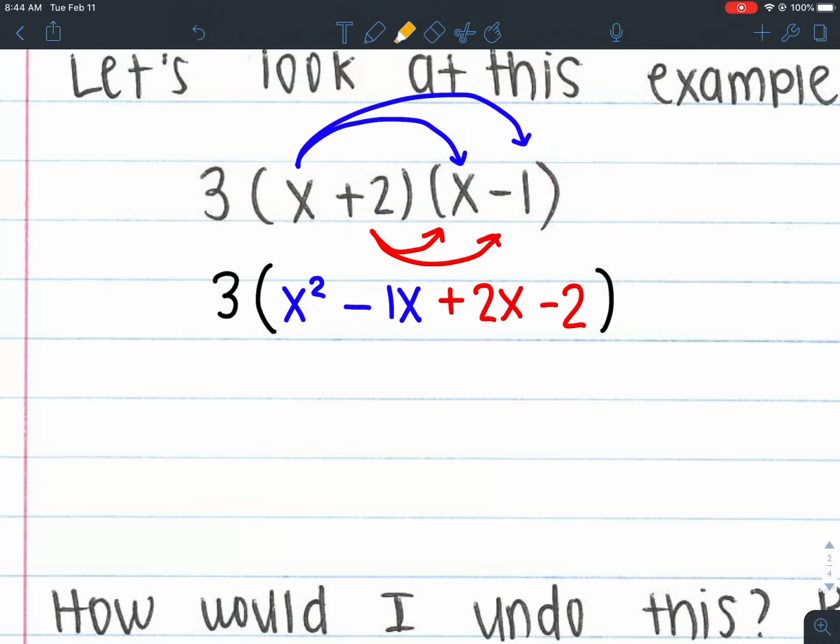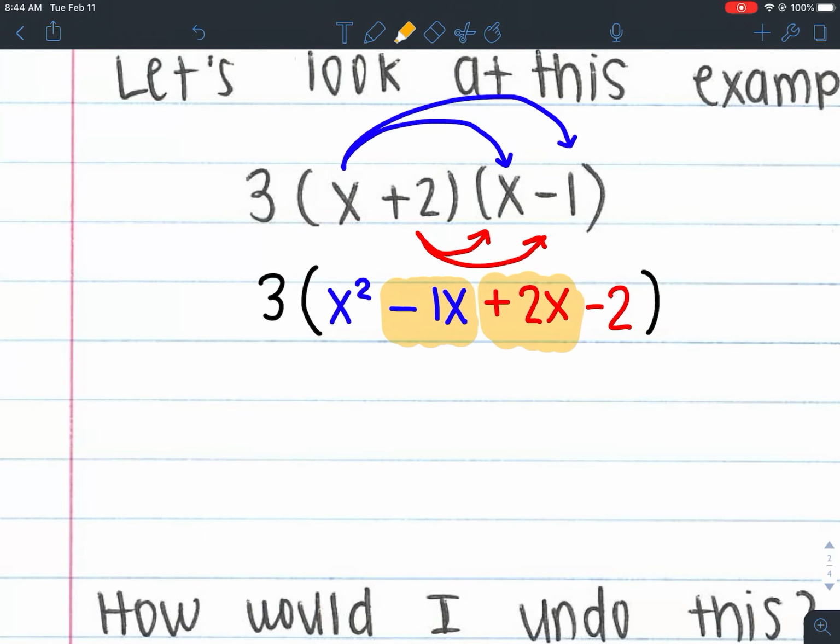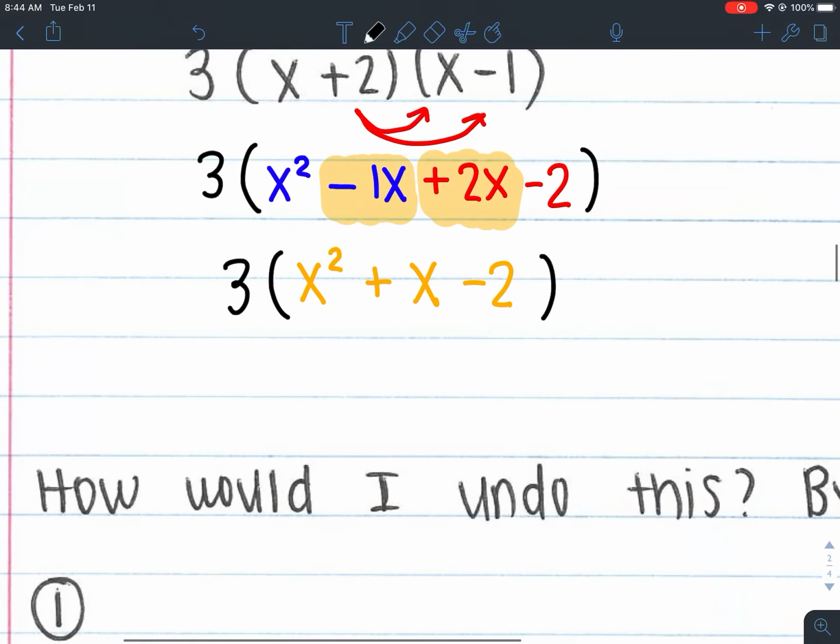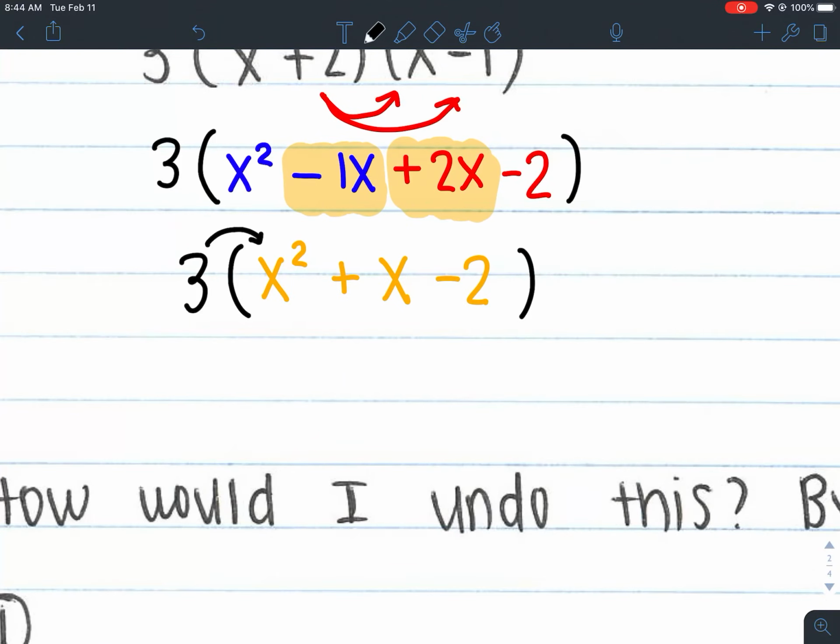Now, before I move on, I want to check for any like terms inside my parentheses. And I do. I have negative 1x and positive 2x. So that's going to be x squared plus 1x, or just plus x, minus 2. Okay? Well, I'm almost done. I can't combine any more like terms, but there's one last thing I haven't done yet. I haven't distributed the 3. So let's go ahead and do that in this step.